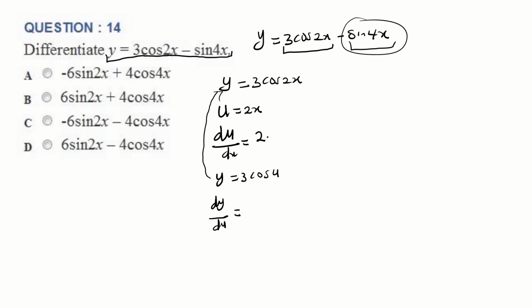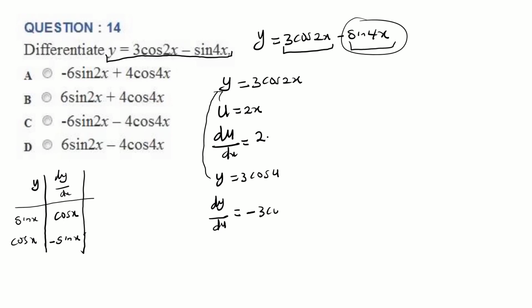Now, if you are differentiating sine x, the answer is simply cos x. And if you are differentiating cos x, the answer is minus sine x. So here you are differentiating 3 cos u. That's going to be minus 3 cos, oh, that's going to be sine, sorry. Minus 3 sine u.